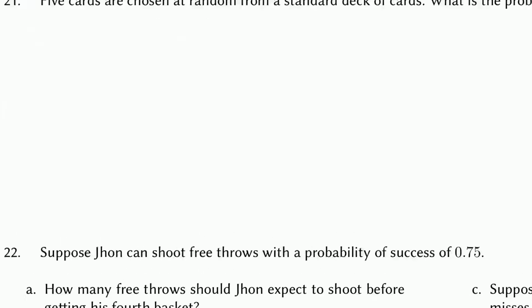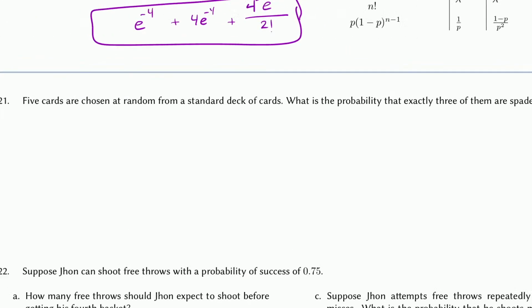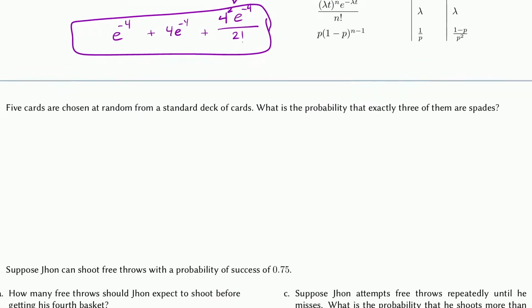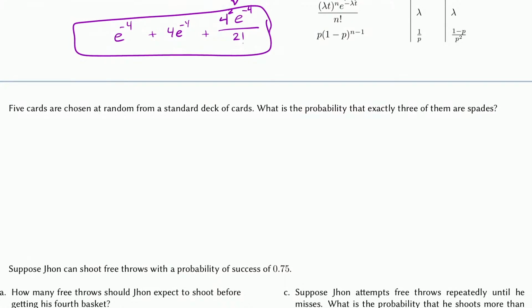Okay, moving on. Let's finish this up so we can move on to the next thing. Okay, so we have 5 cards. Oh yeah, another. Once you have cards coming from a deck, hypergeometric. 3 of them are spades.